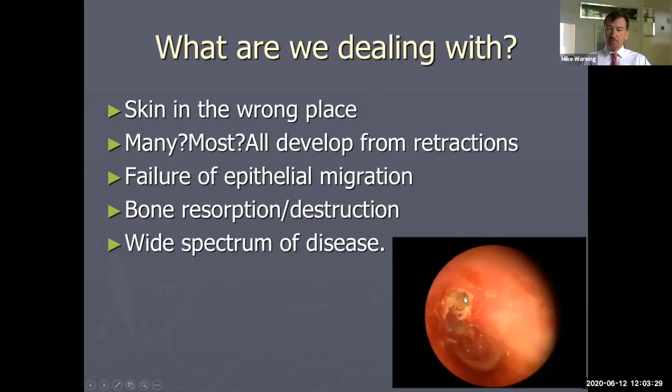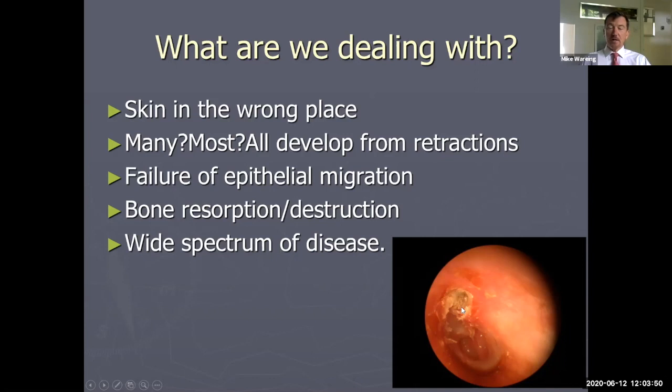And down at the bottom there's a small slide here, and you can see the traditional East London ear with a combination of a retraction, mucosal disease, and this attic cholesteatoma. Today we're going to talk about acquired cholesteatoma. We're not going to talk about congenital cholesteatoma.